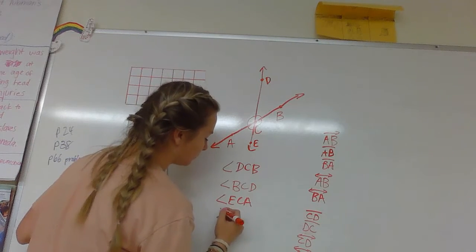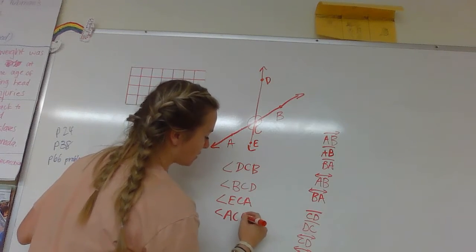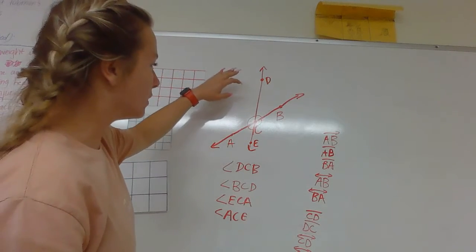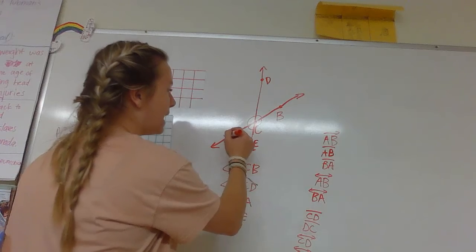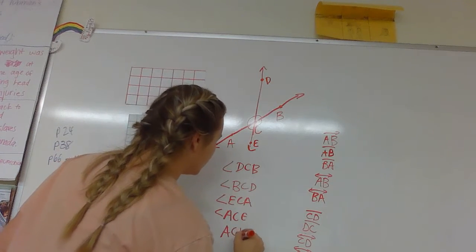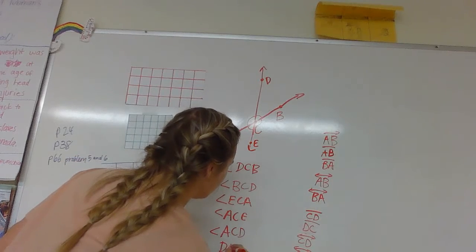Now that actually spells something. Ace. Okay, now I've got another angle over here. I've got A, C, D. A, C, D. Or D, A, C.